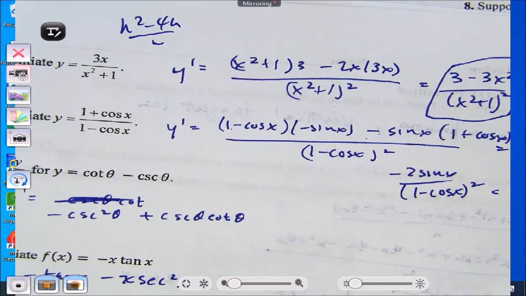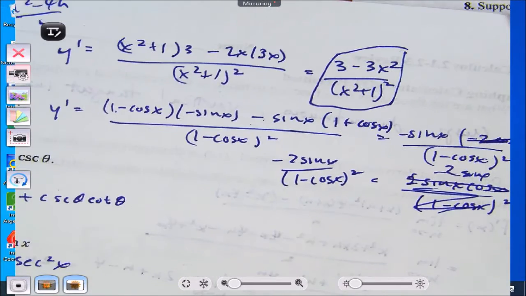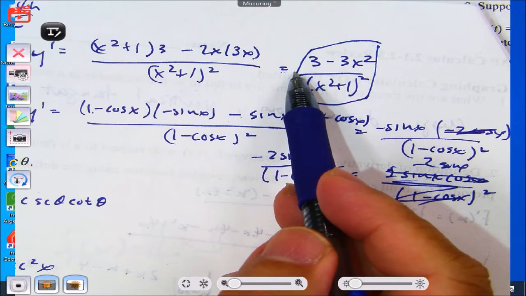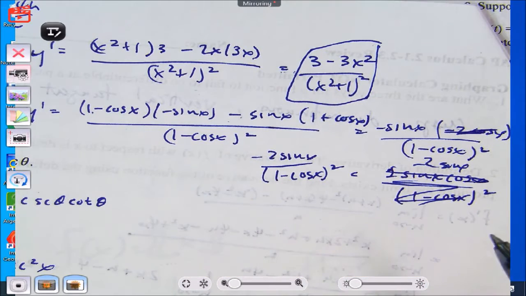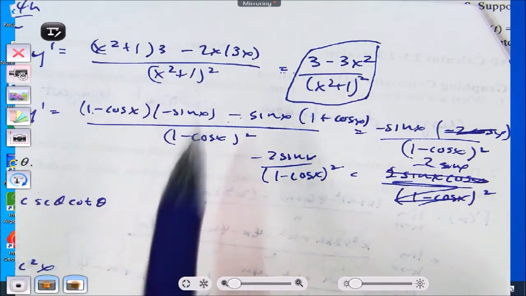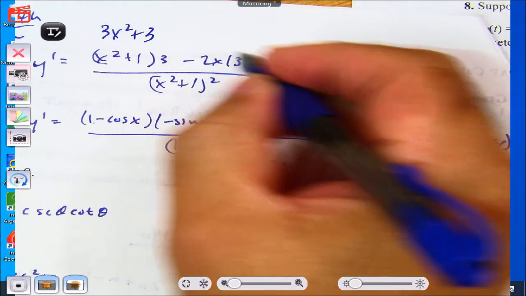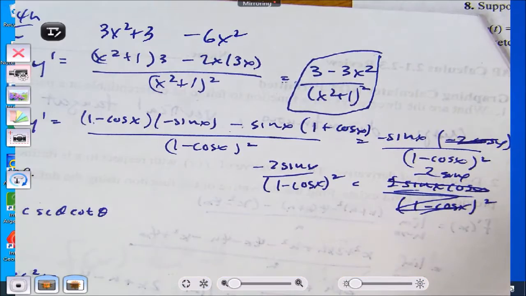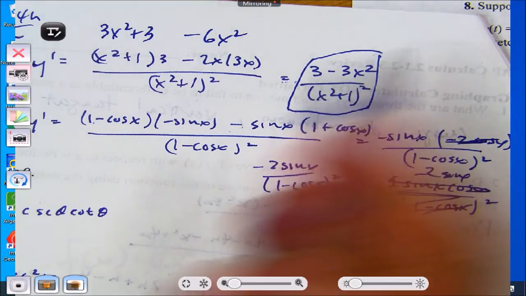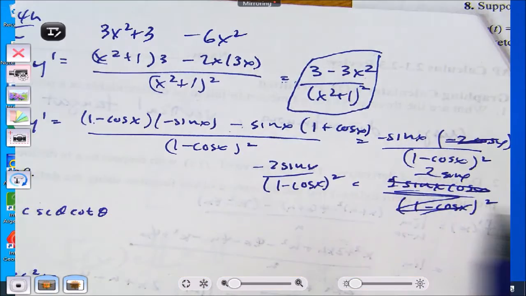Did I answer your question though? Oh, so you thought I canceled it to get here? No. So what did I do? I multiply this out. So that would be 3x squared plus 3. I multiply this out. That's minus 6x squared. So 3x squared minus 6x squared is minus 3x squared.